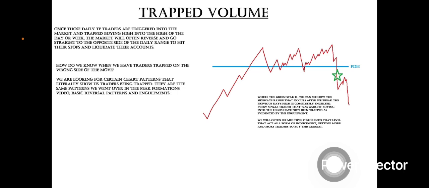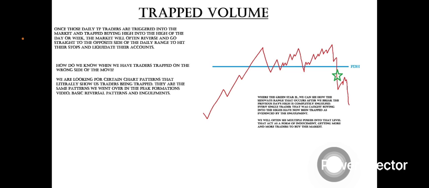So how do we know when we have traders trapped on the wrong side of the move? We're looking for certain chart patterns, certain candlestick patterns that literally show us when traders are being trapped. They're the same patterns we went over in the peak formations video: basic reversal patterns and engulfments.